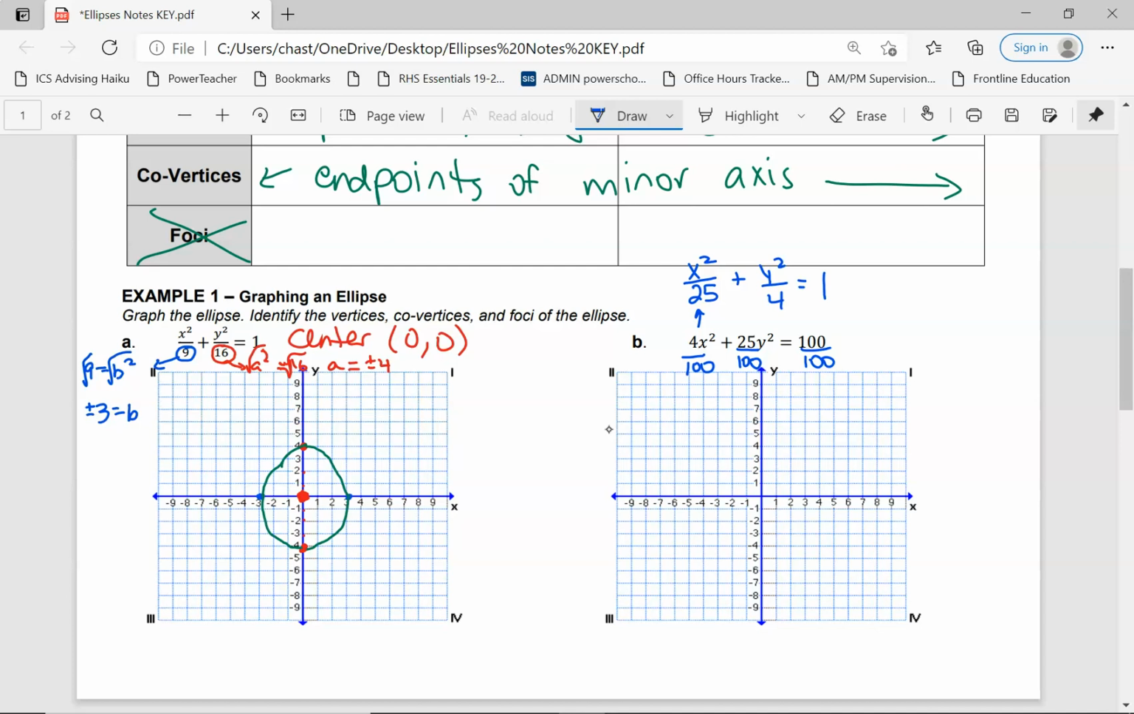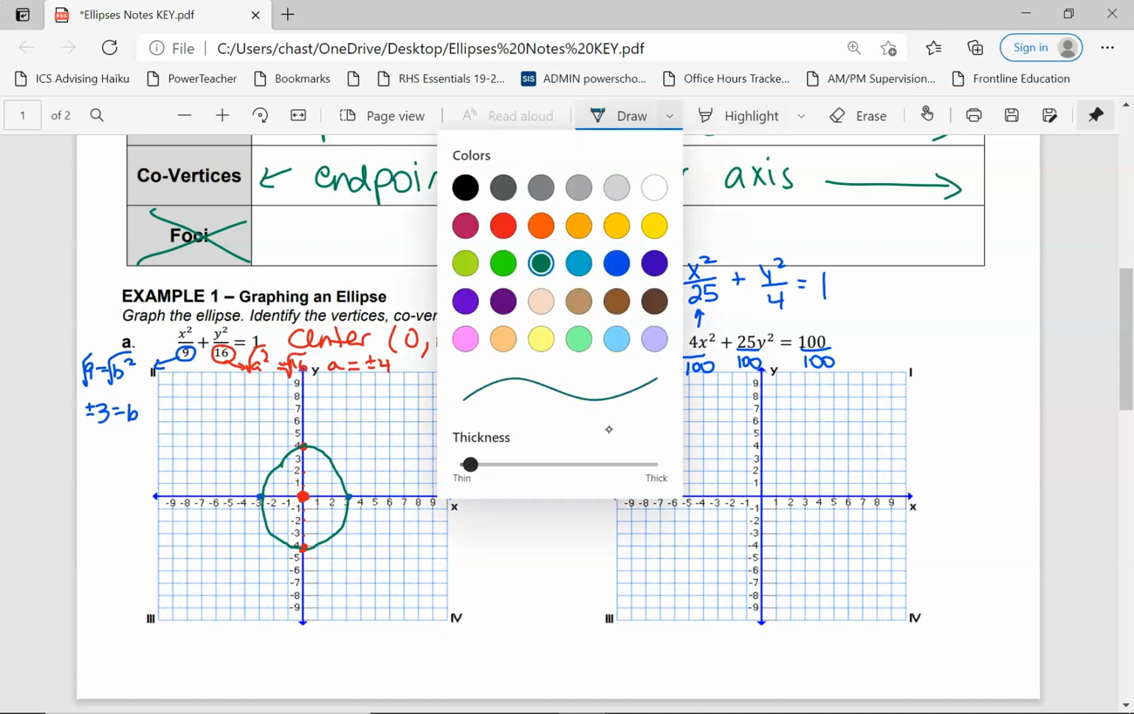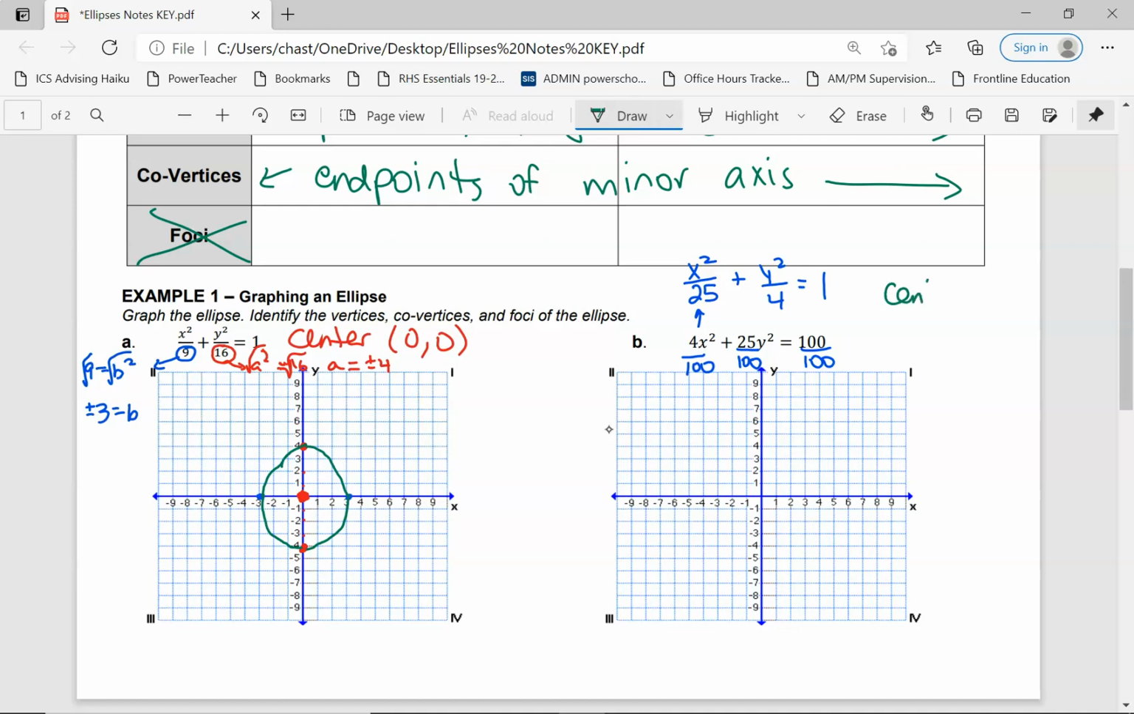Okay, so now I can look at that, and I can see, once again, my center is still at the origin. Because if we look here, it just says x squared and y squared. There's no adding or subtracting on those. So now let's find the major axes. So major axis, looking at this form of the equation, this time it will be the x-axis.